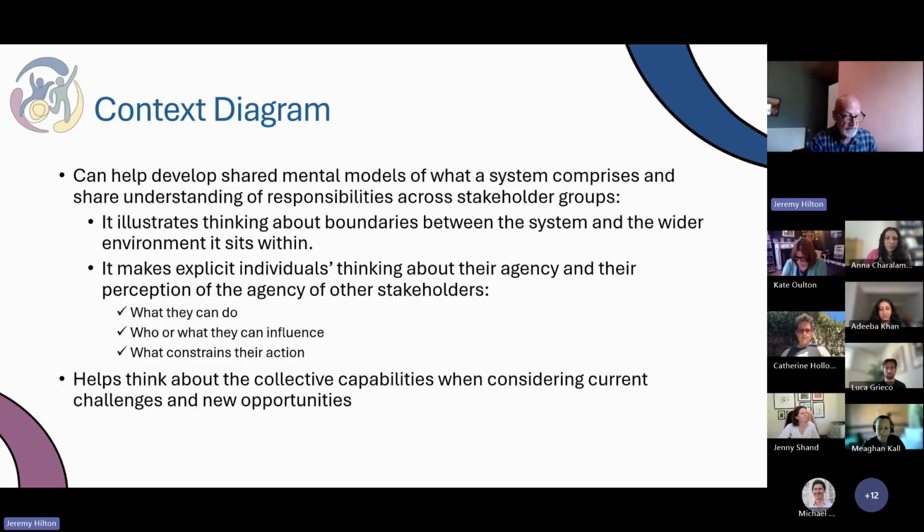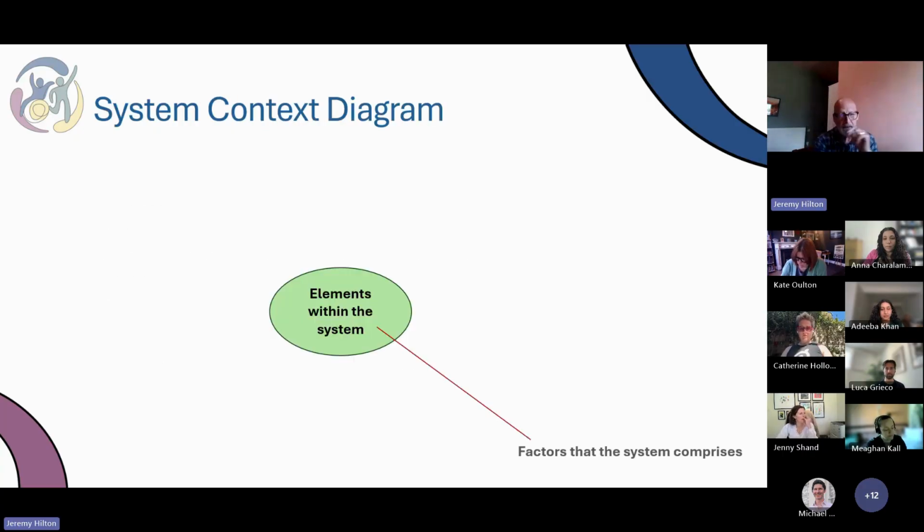And many people I've spoken to in the business world have used this when they've been asked to do something. Actually, I don't have the agency to do this. I need to be given more resources, more permission in a way, or I need to be connected to people. So they're quite simple diagrams.